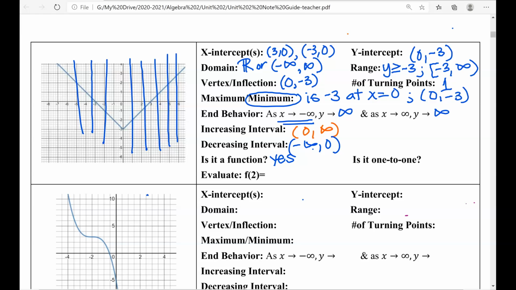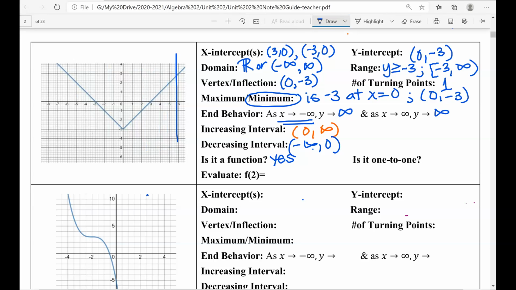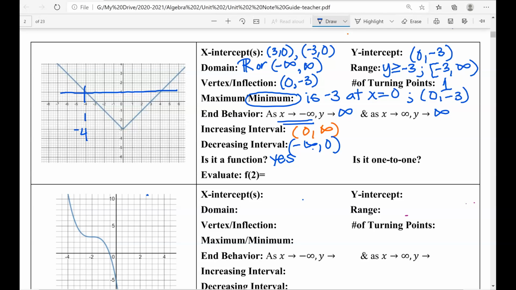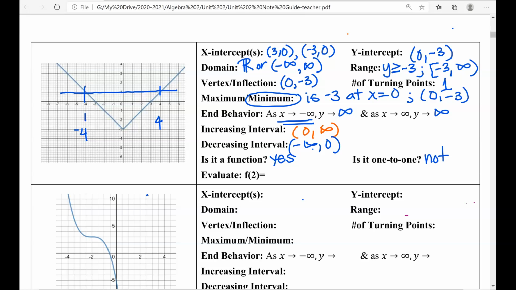Is it one-to-one? Well, one-to-one is a little bit different, right? For one-to-one, not only does it have to be a function, but for every y that you make, you can only have one x. Well, that didn't pass. Here's -4, that's one x, and here's +4. This is not a one-to-one. It did not pass your horizontal line test because it intersected twice.